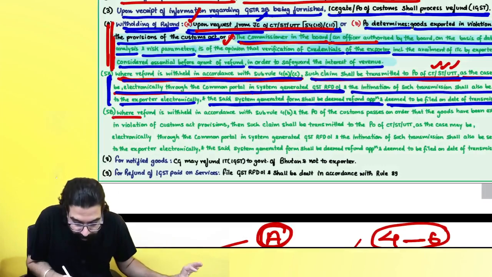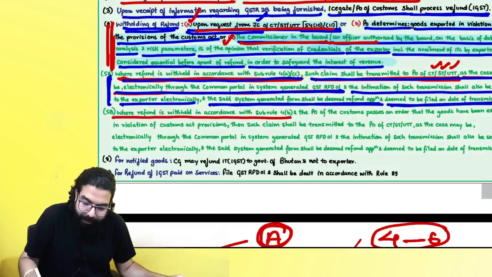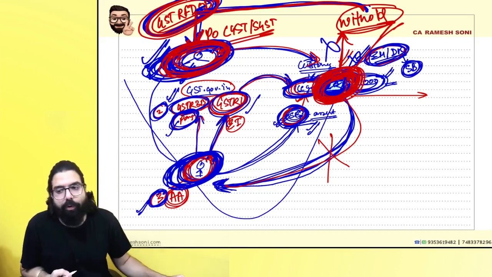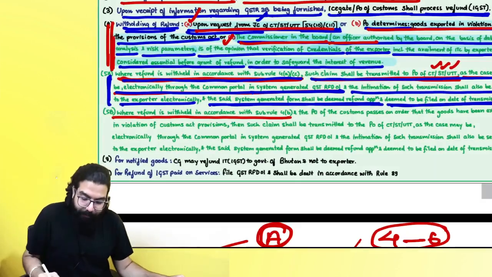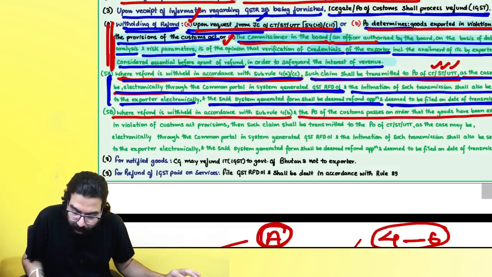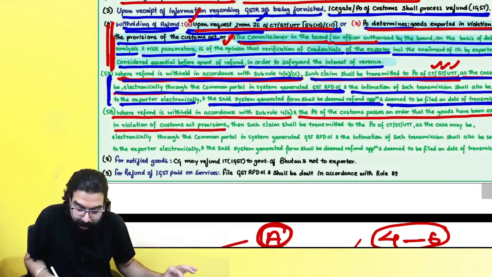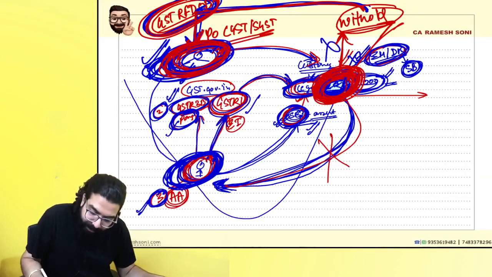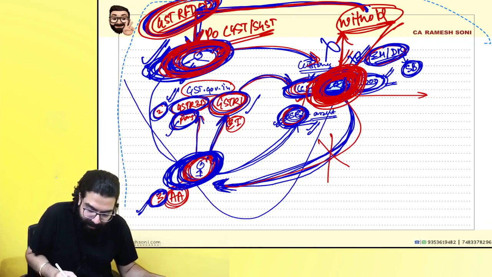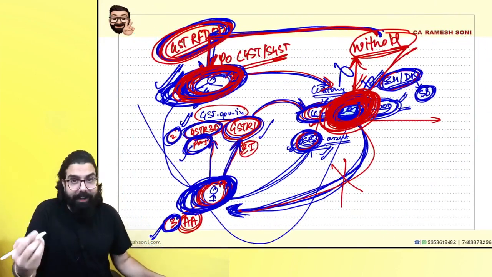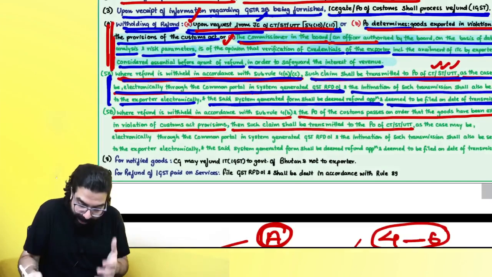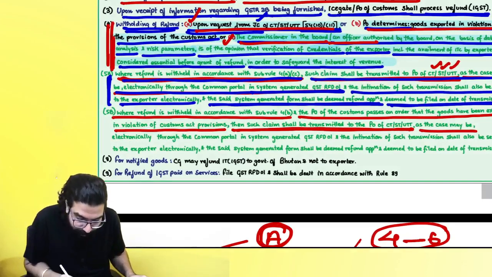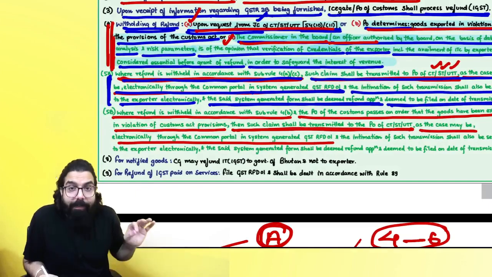Now, where refund is under 4B, 4B means where the proper officer himself determines that there was a violation and goods have been exported under violation, then the proper officer of customs passes an order that the goods have been exported in violation, then such claim shall be transmitted to the proper officer. Baba, if he determines that there was some violation and the goods were exported under violation, in that scenario also withholding will happen, and such claim shall be transmitted to the proper officer, as the case may be, electronically through the common portal in a system generated form.